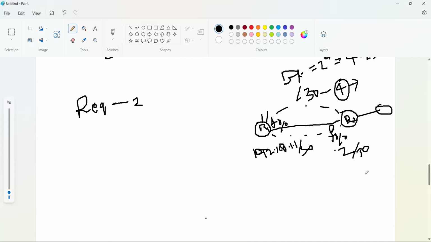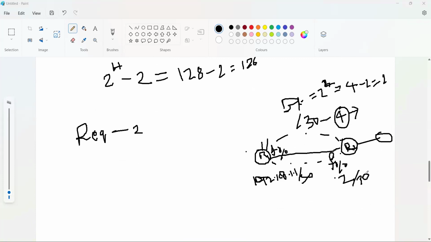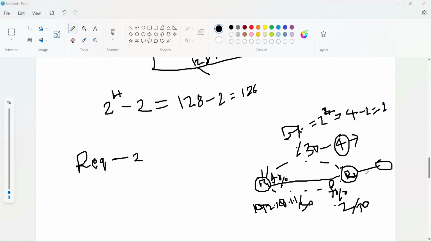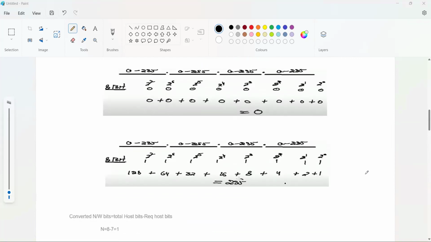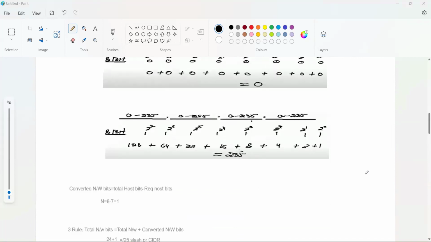Apart from that, whichever example you tell, we'll take that example. Requirement 4 also looked like 2, because one is going to be broadcast and one network. If the requirement is 4, it will take this range of IP addresses. I'll take the requirement as 4. I will need to take four, six networks.